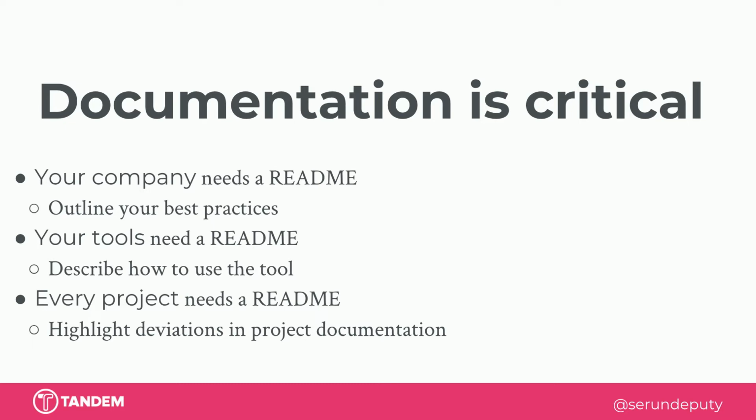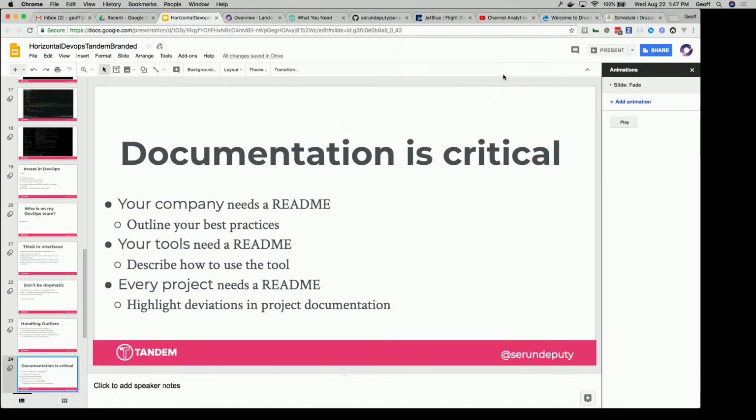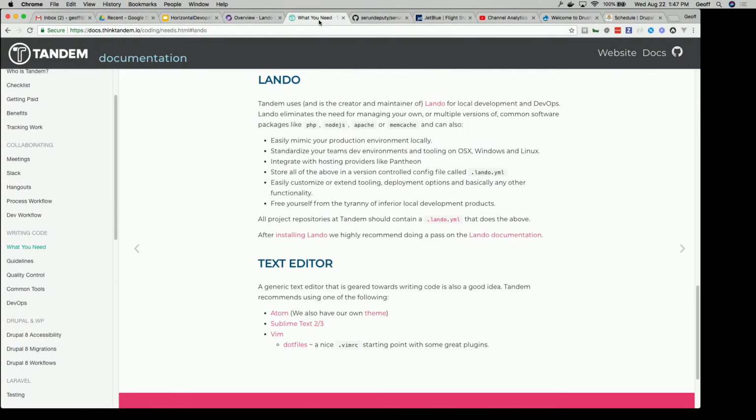So for our company, we have our docs site as a live thing. docs.thinktandem.io is completely public, and you can go there and read what our company README is, what we think success is, what we think developers should do, and what kind of tools we expect them to have. And you can take that as your own README.